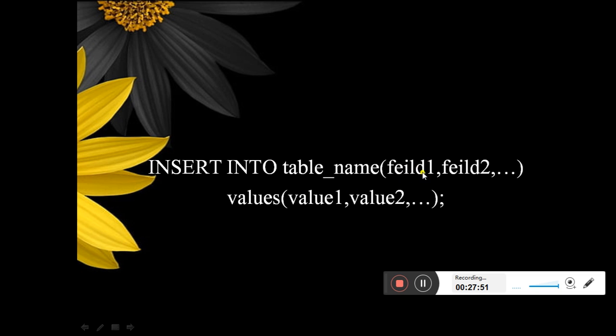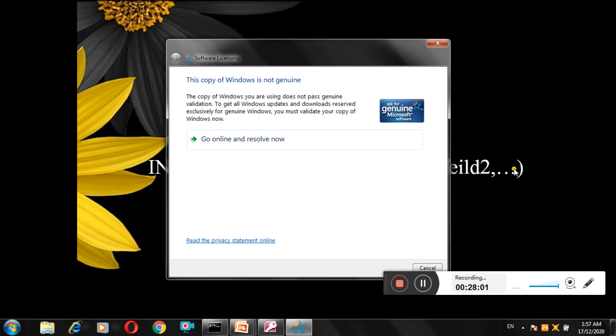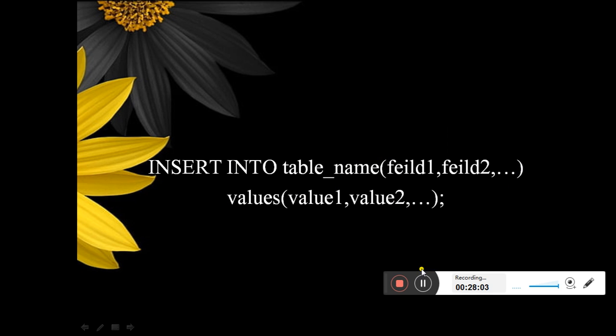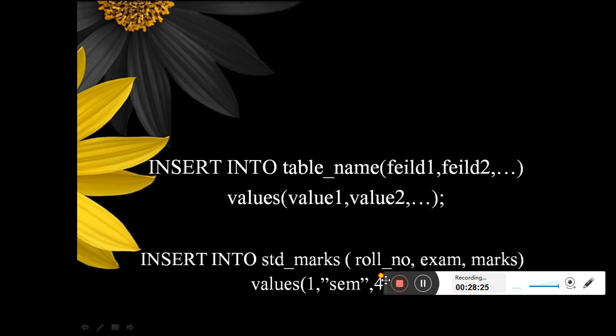Okay, here you are supposed to mention the field names, field 1, field 2, field 3, field 4, whatever fields you have entered, all the field names where you want to insert the record. Okay, then after closing the bracket, you are supposed to mention the values. Here value 1 for field 1, value 2 for field 2. Suppose it is roll number, so the value for roll number 1, and the value for the name of the student, like this.